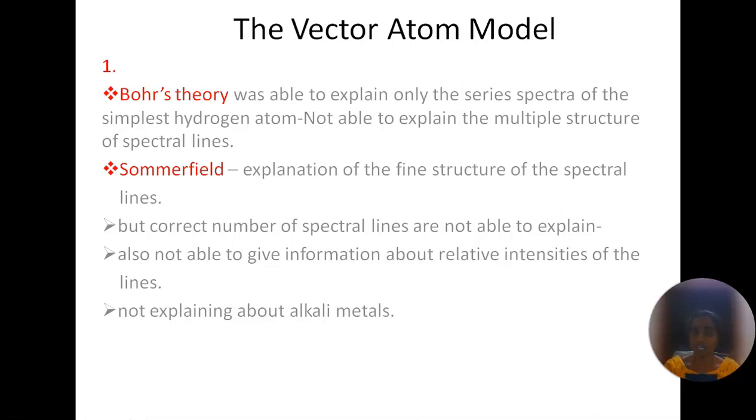The fine structure of spectral lines can be explained through the vector atom model. A new model derived after Bohr's and Sommerfeld's theories was first derived by Vector, and his model is called the vector atom model. Before that, we could not explain the intensities of these spectral lines. According to Bohr's theory, we can explain the Balmer series, Lyman series and so on, but we cannot explain the relative intensities of these spectral lines.